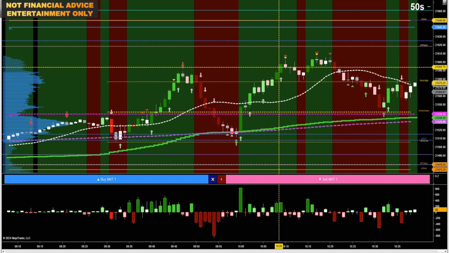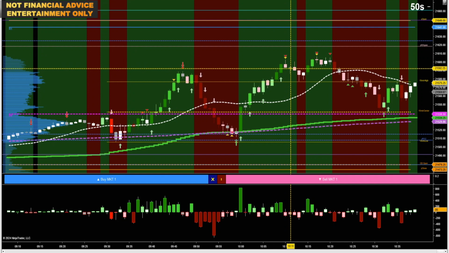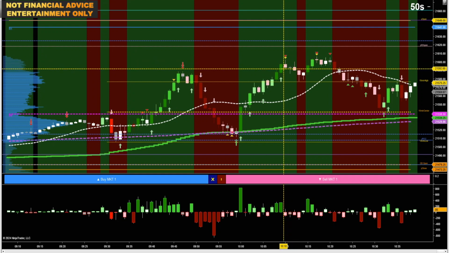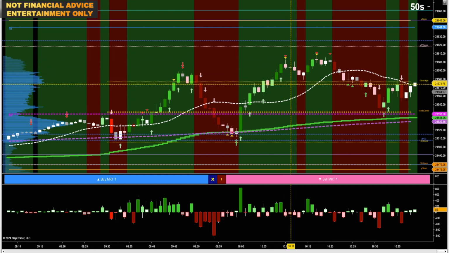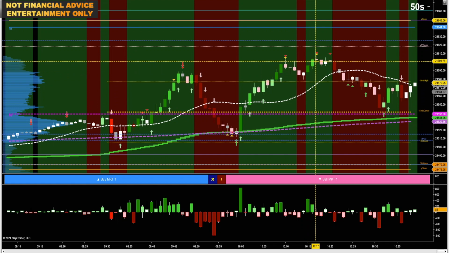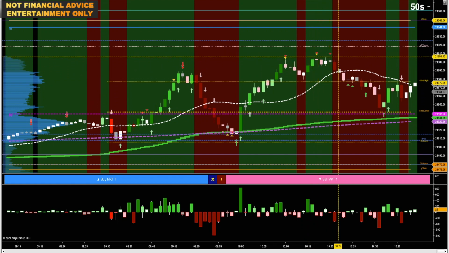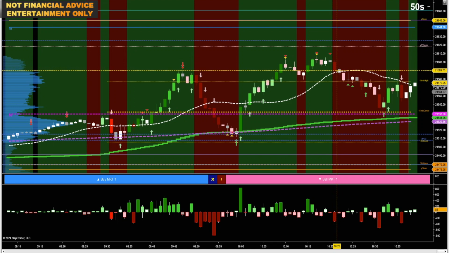Heikin Ashi is staying green. We get some delta divergence, we get some RSI divergence, get a nice wick on this candle here, some slight negative delta, get a little pullback right to the 15-minute high. We bounce off the 15-minute high, more divergence is coming in. Heikin Ashi turns red, strong negative delta, but we're right up against the 20.